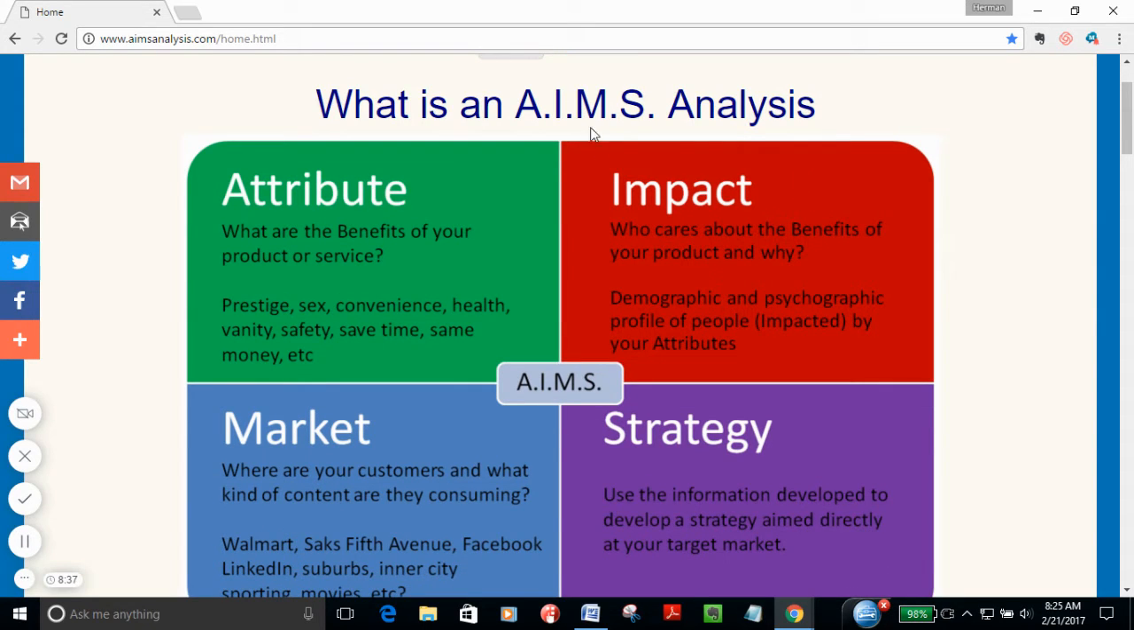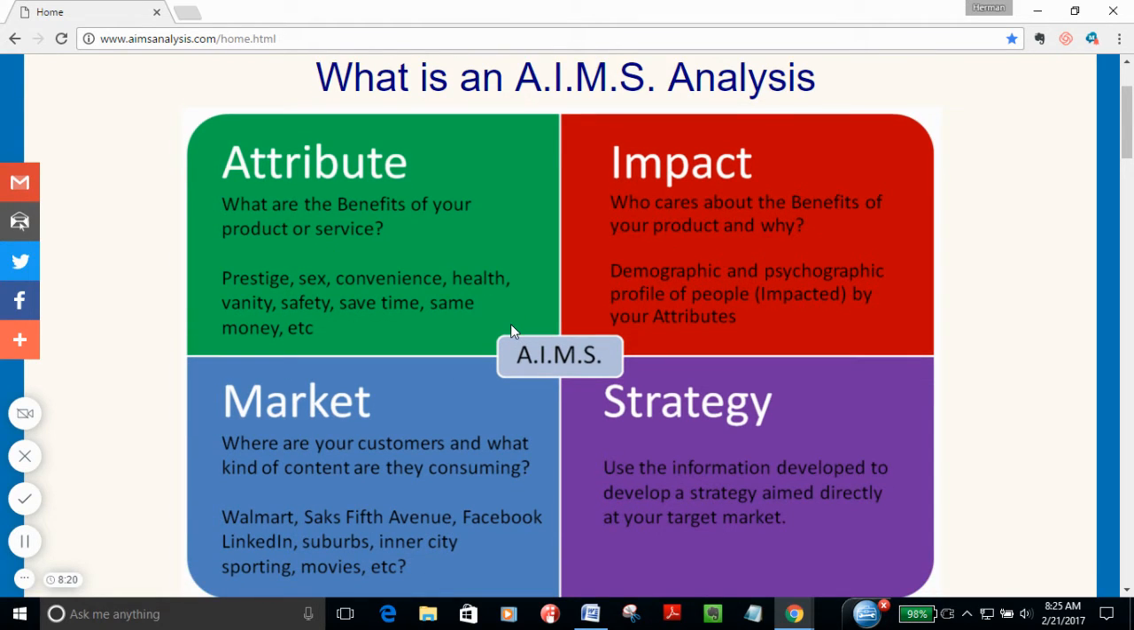And so AIMS is an acronym for attributes, impact, market, and strategy. Now, this is a structured planning method that evaluates those four elements of a project or business venture. Now, an AIMS analysis, and it's important to understand this, can be carried out for a company, a product, a place, an industry, or a person.